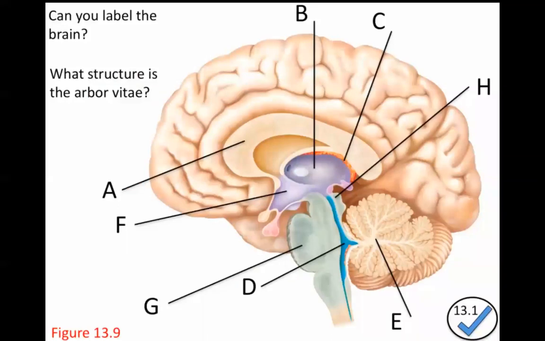So we've talked through a mid-sagittal view of the brain. I know this is really quick, but if you can, try to quiz yourself and see if you can write down, or just think about, what structures A through H are, as well as where you'd find the arbor vitae. And I'll give you a minute.